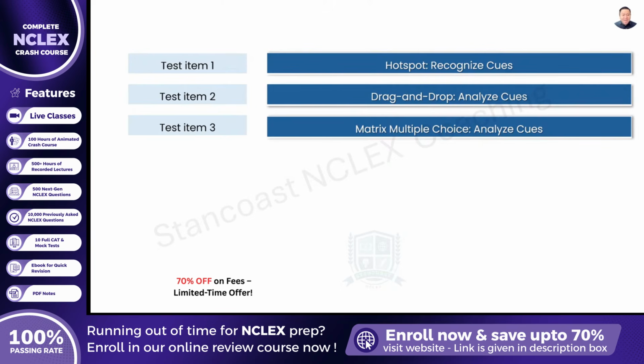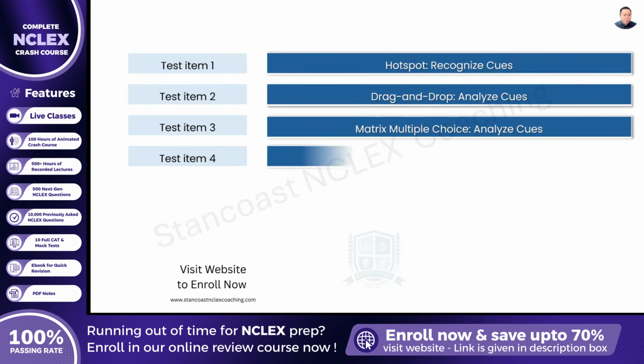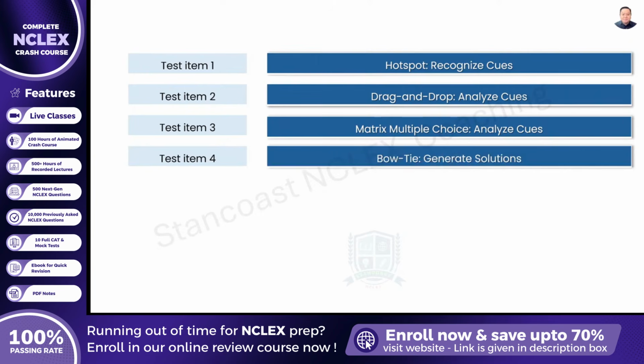Now, test item number 4 was a bow tie. In that item, you focused on the risk of hypoglycemia from the glipizide. And you also pointed out the symptoms and avoided unrelated teaching topics like gastrointestinal upset or rare side effects.